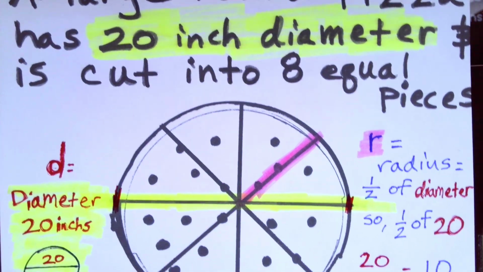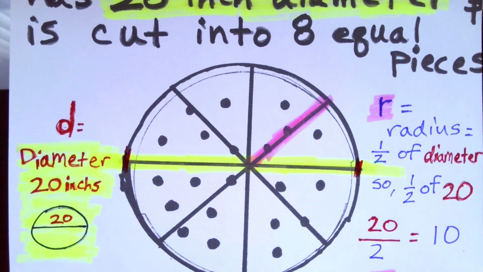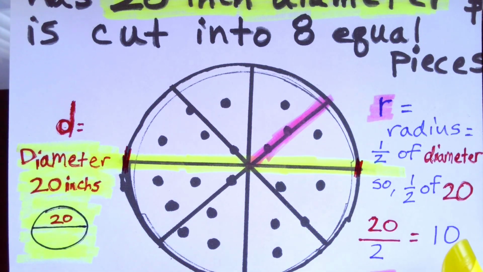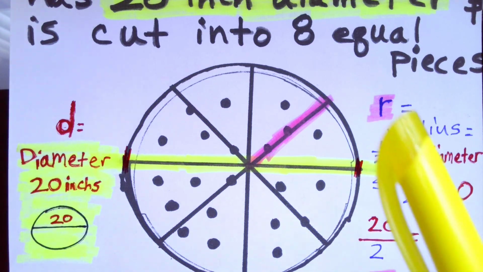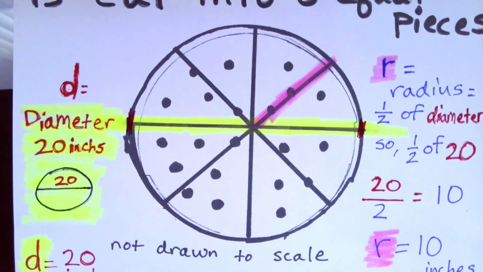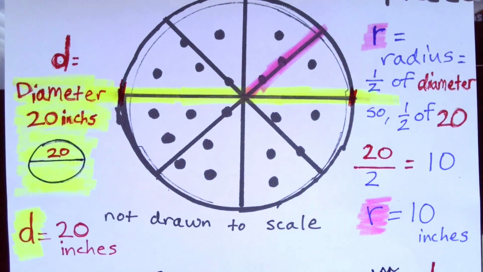So let me show you that here. And again, the diameter is from edge to edge of a circle. Given in the problem is 20 inches. Half of 20 is your radius. 20 divided by 2 is 10. So the radius value is 10. The diameter is 20. Let's keep on keeping on. So we know these really important pieces of information in order to answer this particular question.